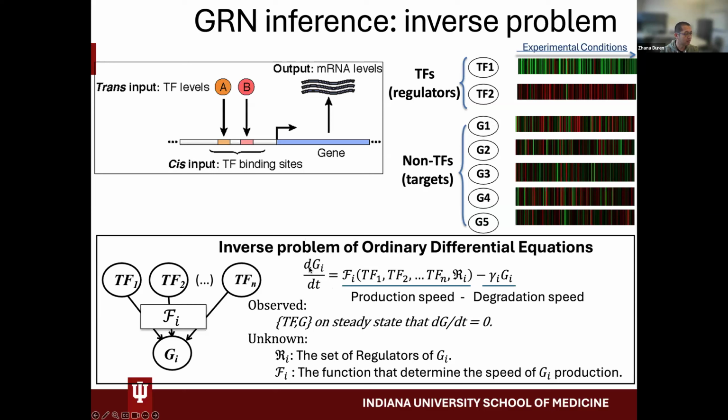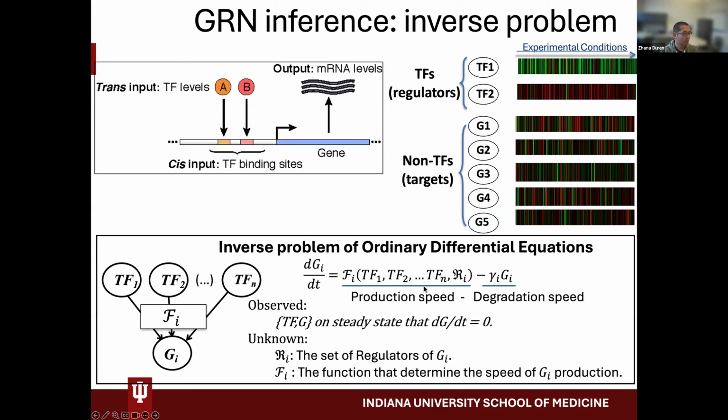Let's say the rate of change of gene i is modeled as production speed minus degradation speed. The degradation speed has a direct ratio to their expression level. If their expression is higher, they will degrade faster. Then the production speed is a function of many regulators. We know the expression of those regulators, or should say the activity of these regulators. And then if we know which regulator regulates the gene, that's the network, it's called Ri, and a function of those.